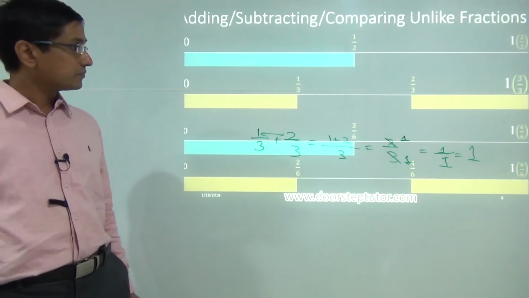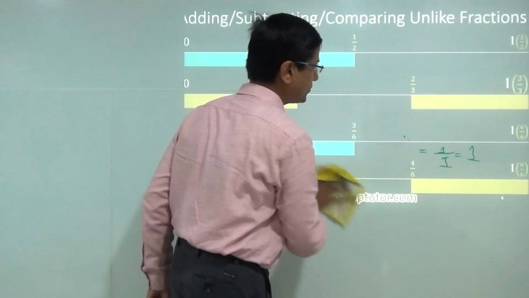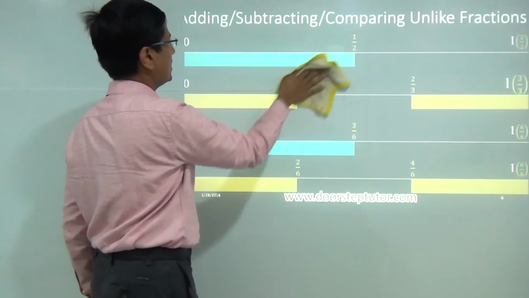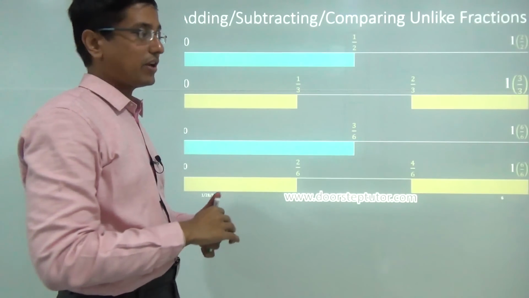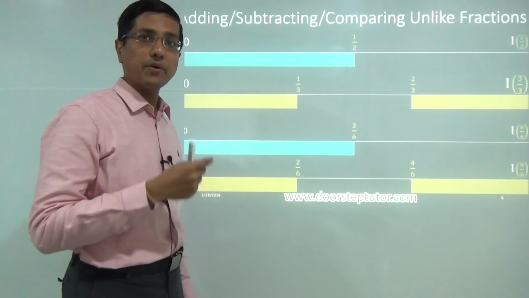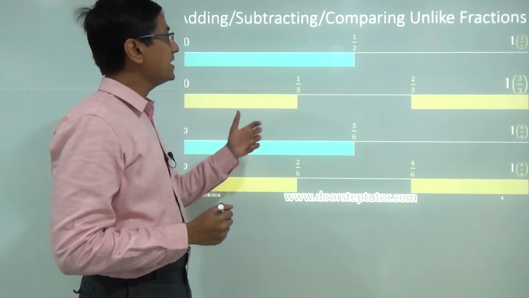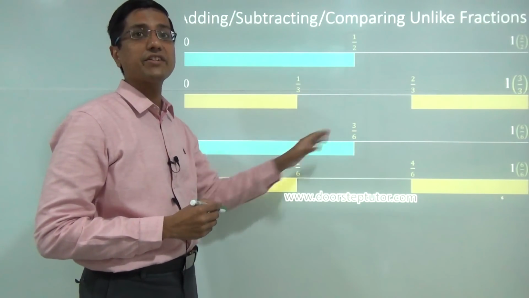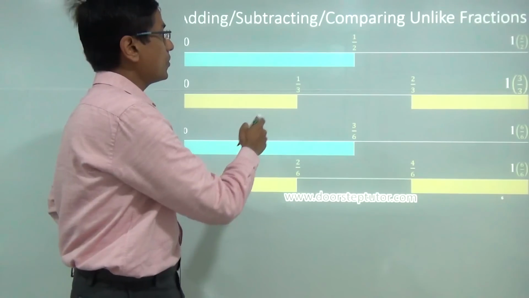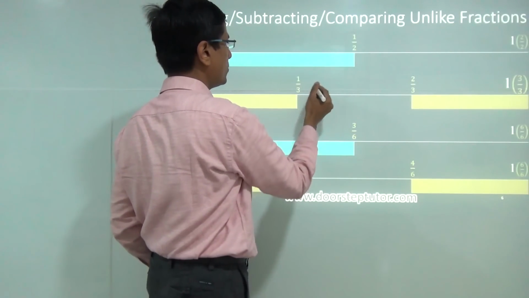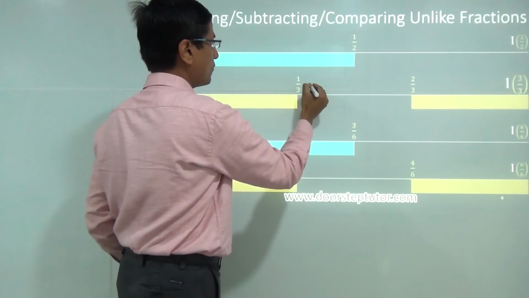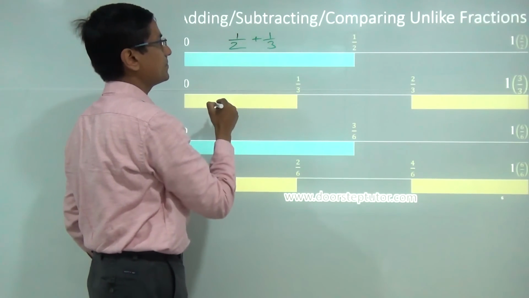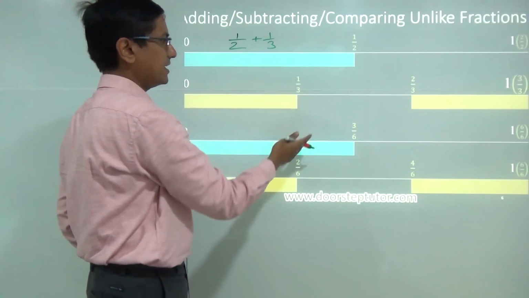Moving on, in a lot of problems, in fact in all the problems I can say, unless the examiner or the person who set the paper intended it to have like fractions, you will typically encounter unlike fractions in real problems. So these are two unlike fractions, 1 by 2 and 1 by 3. If I want to add those, 1 by 2 plus 1 by 3, I cannot do it directly. It is impossible.